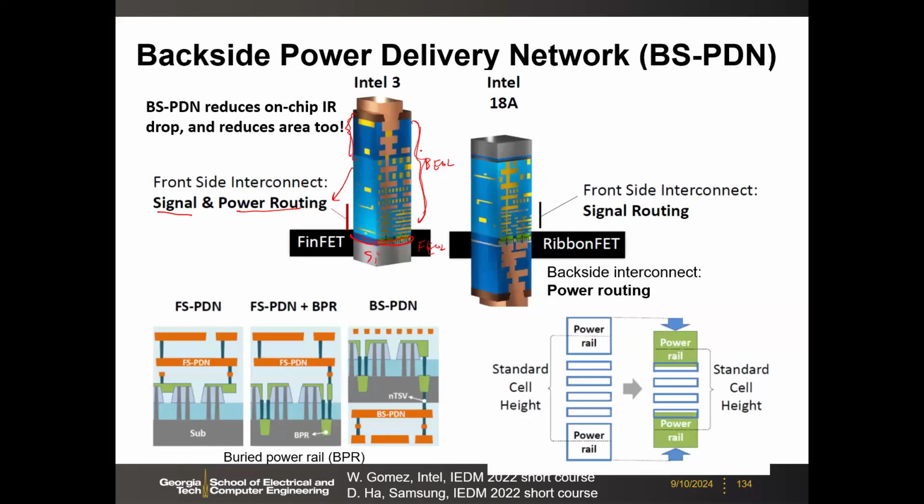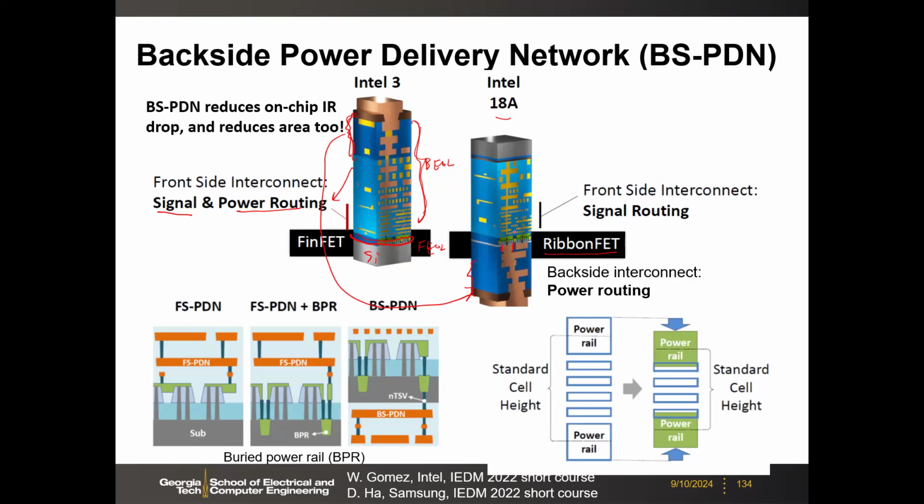The proposal for the future technology, for example, as Intel announced in their 18 angstrom technology node, is of course to switch to, as I said earlier, different companies have different names. Intel called it RibbonFET, but basically it's a stacked nanosheet. The key difference is that they're going to change the routing of the power to the backside of the silicon, and then they will have some connection from the backside to the front side.